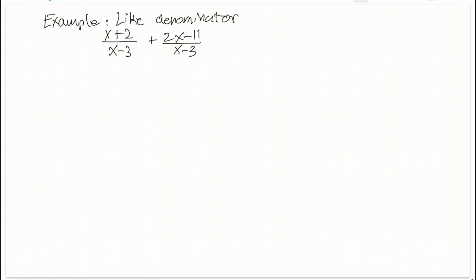The denominator, now at x equal to 3, that would not be a valid solution no matter what. So in this case, it becomes much simpler because we can just add the numerators. So it's x plus 2 plus 2x minus 11 divided by x minus 3. Now, if this would have been a subtraction, we would just transfer the negative sign over to each term. But it's a plus sign, so we're going to move ahead as though it's a plus sign.